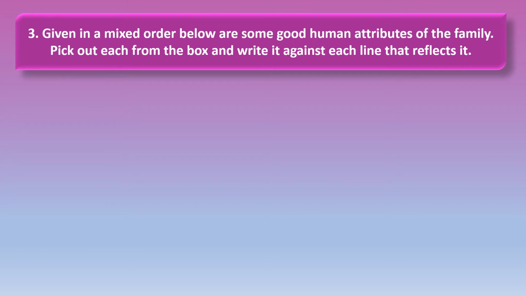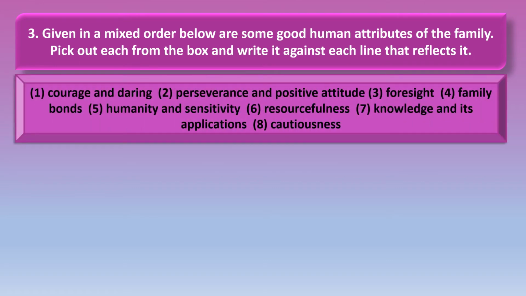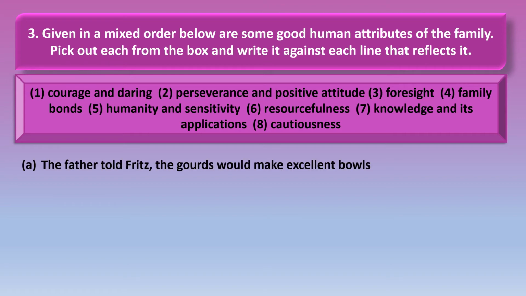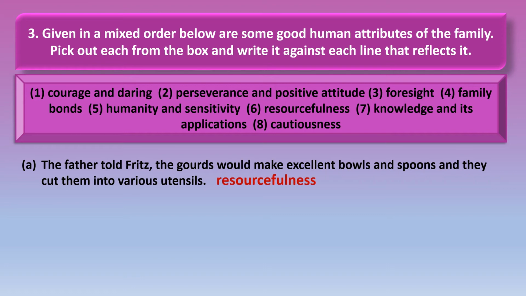Third question, in a mixed order below, there are some good human attributes or values of the family, Swiss Family Robinson. Now pick out from the box and write it against each line that reflects it. Now these are the qualities or the attributes of the family given. And the first sentence, the father told Fritz the gourds would make excellent bowls and spoons, and they cut them into various utensils. So here they cut the gourd from the tree and they made them into vessels or utensils, bowls, spoons. So that shows resourcefulness.